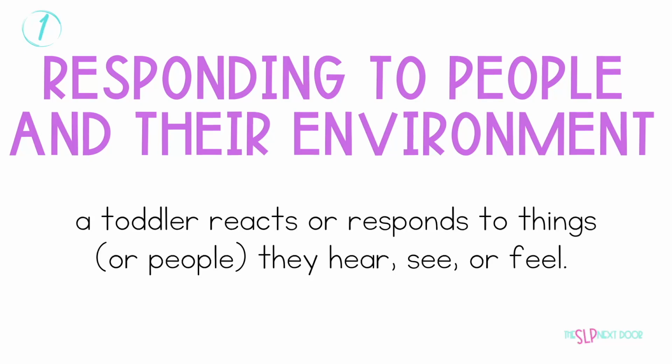Okay, so the first skill that you see is responding to others and their environment and responding to people. Now, on the form, this is split up into two different questionnaires, and that's because sometimes kids are more apt to respond to people or they're more apt to respond to the surroundings in their environment versus the people in their environment. And we want to make sure that we take a note of that.